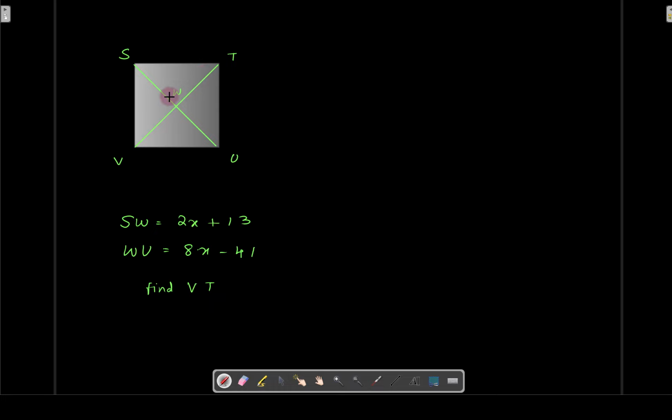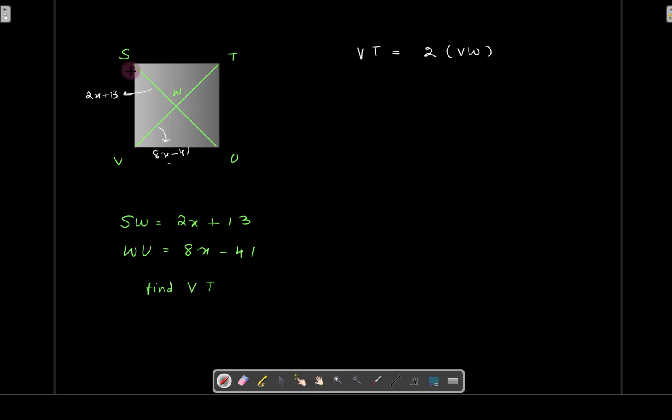Now here SW is 2x plus 13. Then WV is this. That's 8x minus 41. We have to find out VT. So VT is the diagonal. And so obviously VT will be twice of VW. So if we find out VW, we just have to multiply that by 2 and we'll get the value of VT. Now to find out the length of VW, we first need to solve for x.